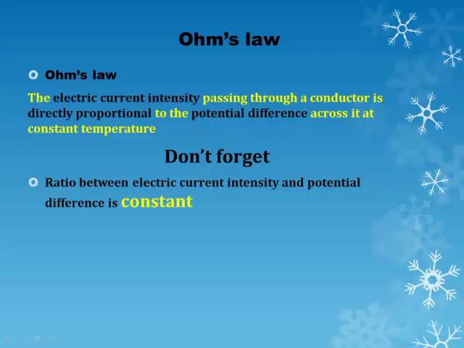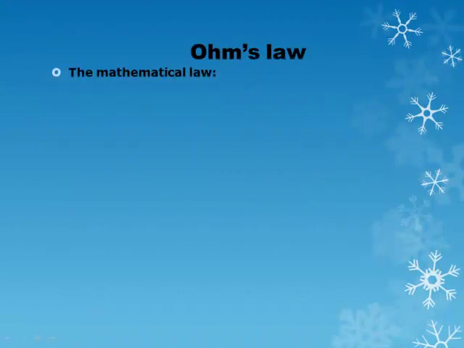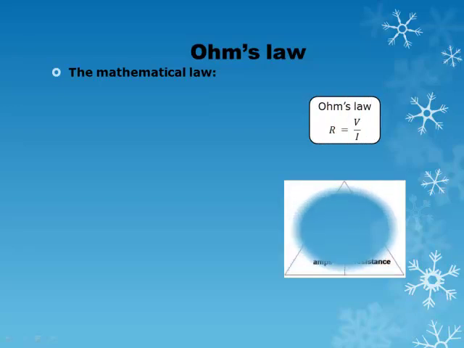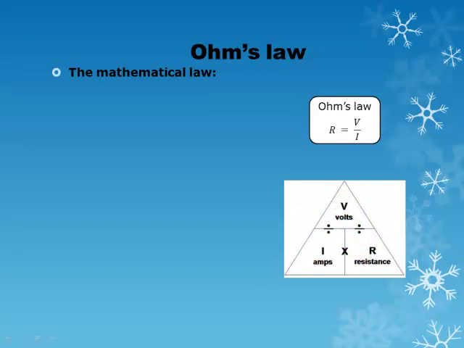In the graph, the slope is V over I, and the ratio between V and I is called R, the resistance. The mathematical law is R equals V over I, and this is the magic triangle: I, electric current intensity, ampere; V, potential difference, volt; R, resistance, ohm. So 1 ohm equals 1 volt over ampere.